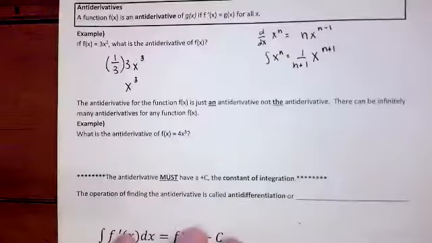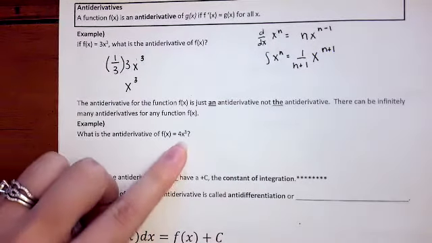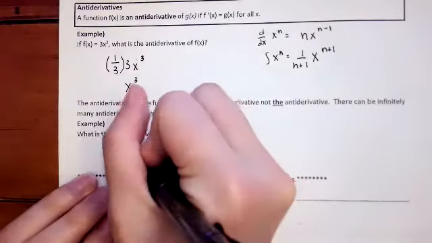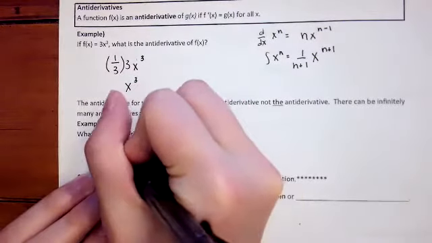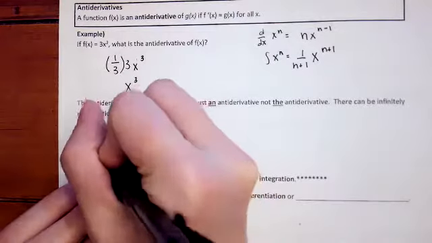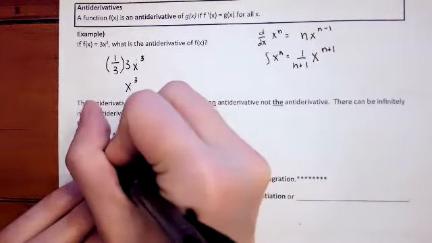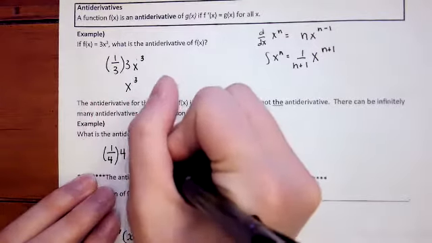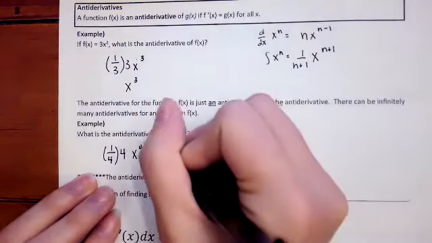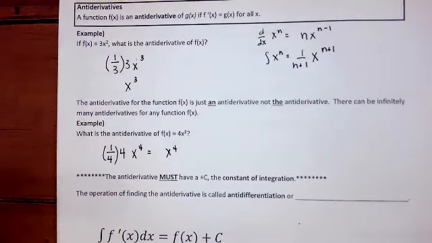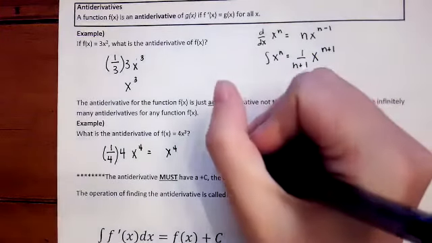For example, look at the second one. If I want to take the antiderivative of 4x cubed, again, I'm going to add 1 to my power, so x to the 4th, keep the 4 that was there, and then the reciprocal of my new power, 1/4. Those 4's cancel, so I should have x to the 4th. Okay, and if I took the derivative of x to the 4th, I would get this 4x cubed. Okay, so that's how I check that it is an antiderivative.